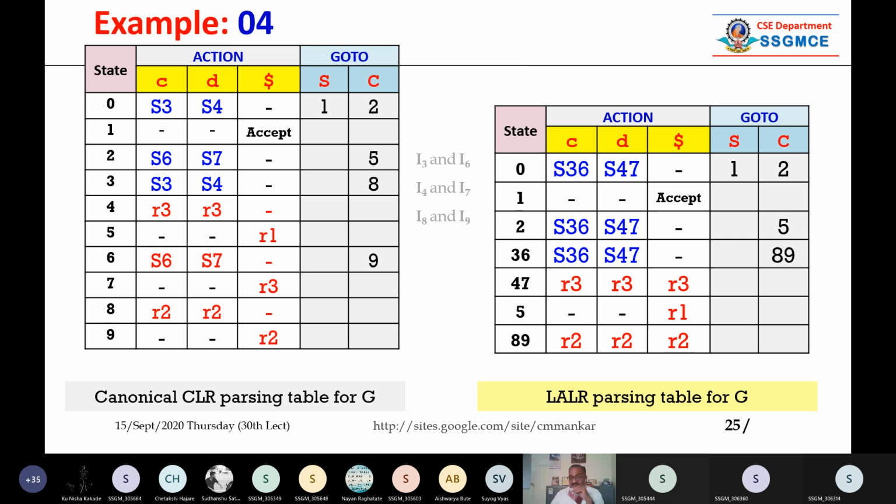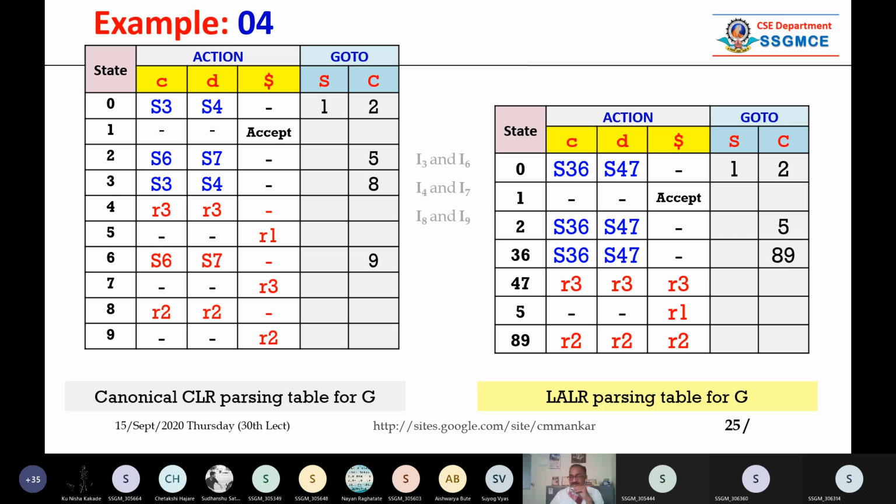They simply ask for CLR and the DFA for CLR, meaning the LR1 DFA. So I have not drawn it. It is pretty easy. You have to just merge them, and you can reduce the parsing table into a new form, and that is called LALR.